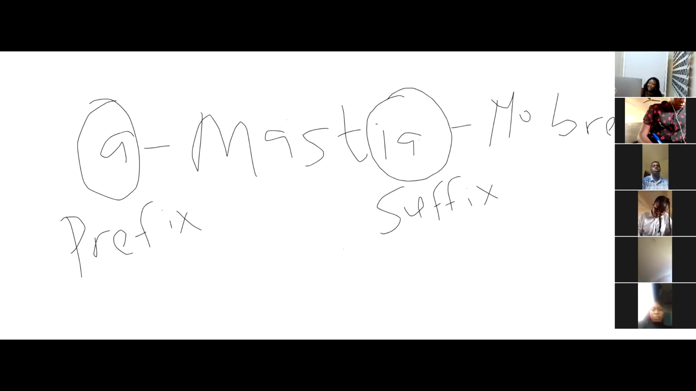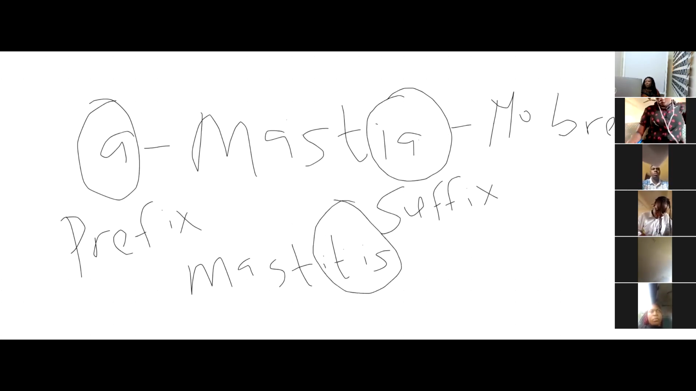So if you say mastitis, mastitis means inflammation of the mammary glands, the breast. So what is our suffix in this word? This ITIS is our suffix. So that is the word added to give a root word meaning. Because if we just say mast, what is the meaning of mast? We don't know. But adding the prefix gives it meaning. Adding the suffix gives it meaning.